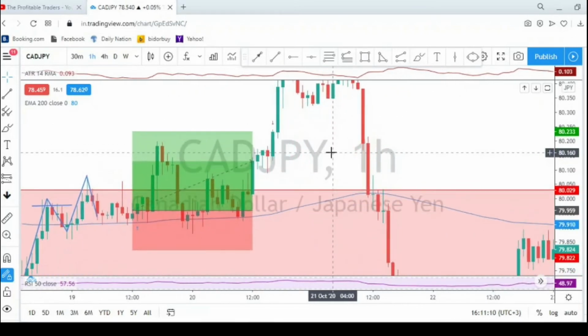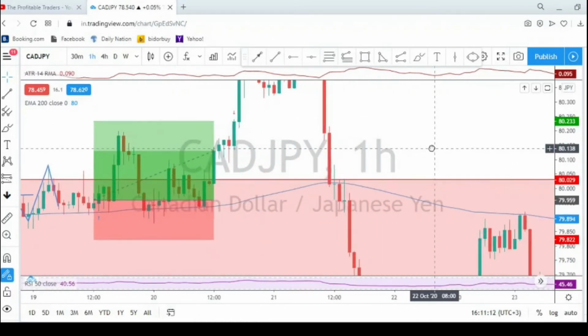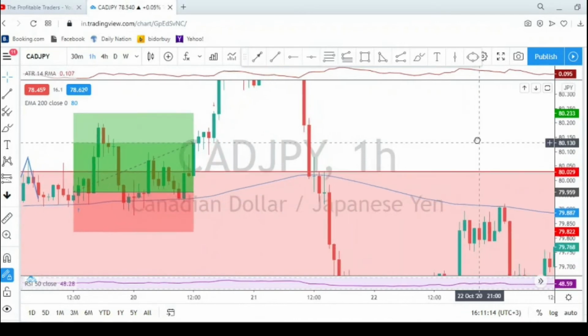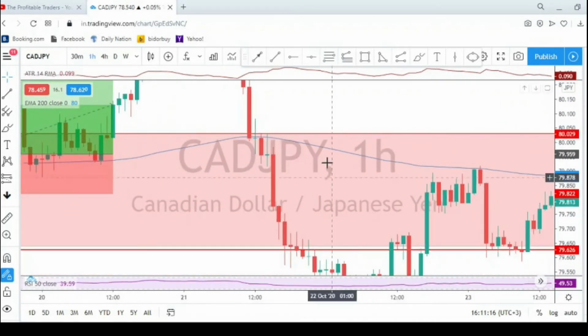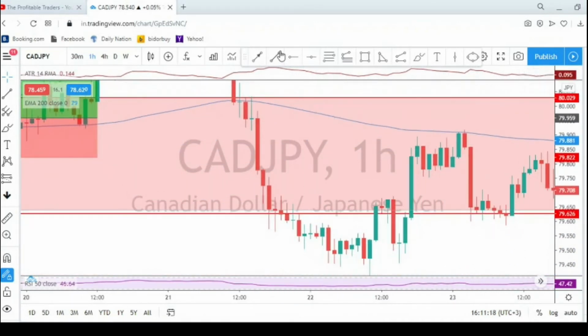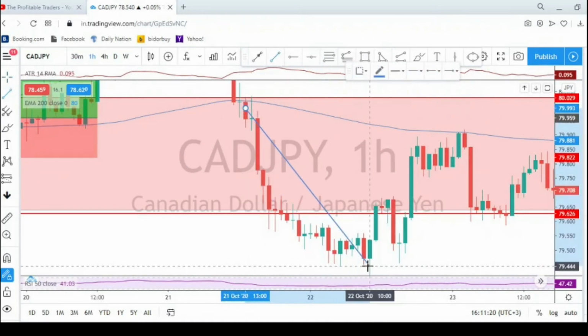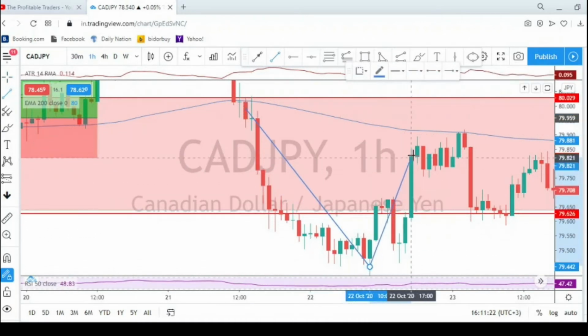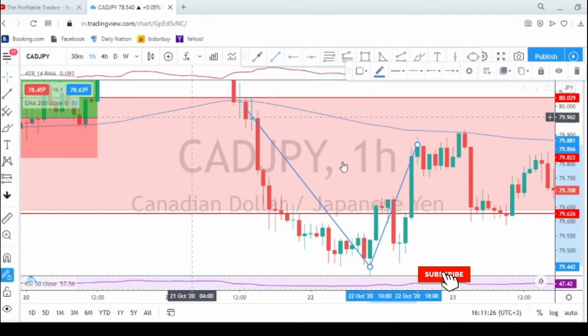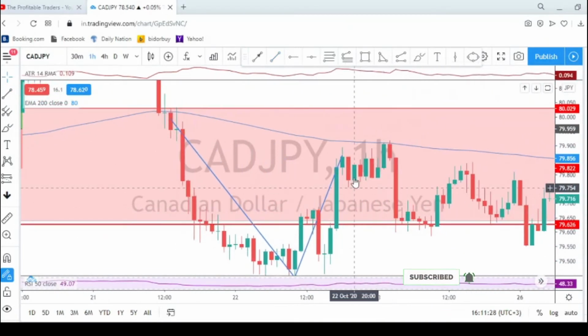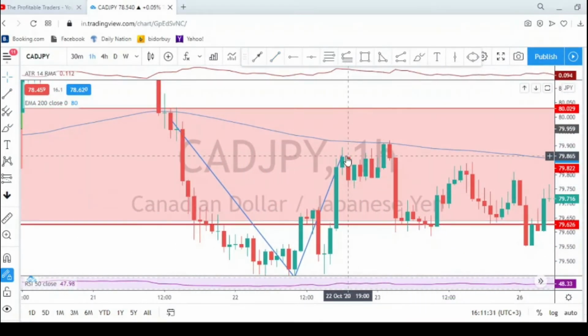But let's see here when the market breaks below this 200 EMA. Now this market has broken below this 200 EMA and made a pullback to it. After it made this pullback, what do we have? We have this bearish candle. This bearish candle, this is where I would have entered the trade.